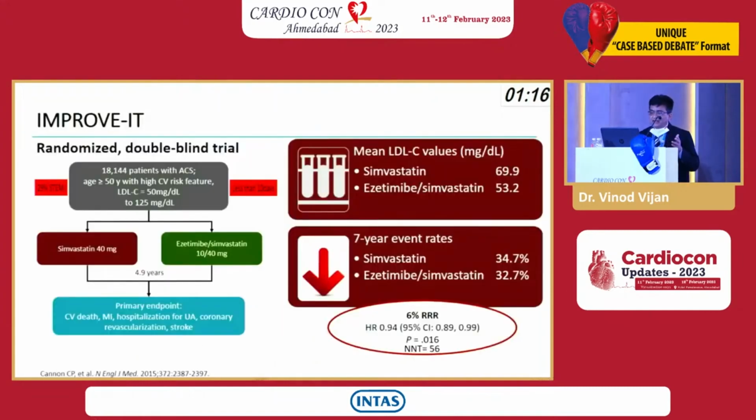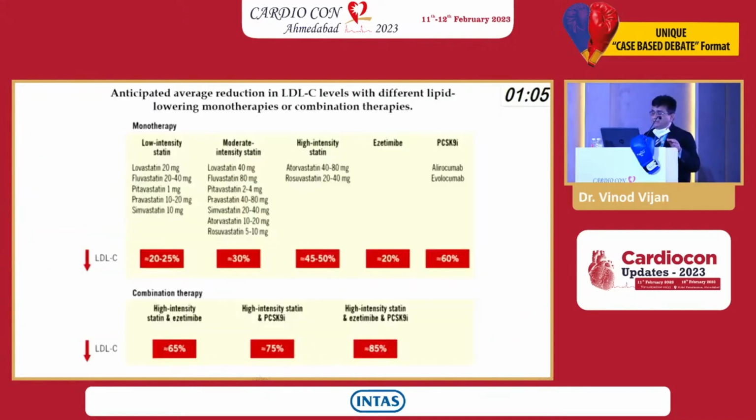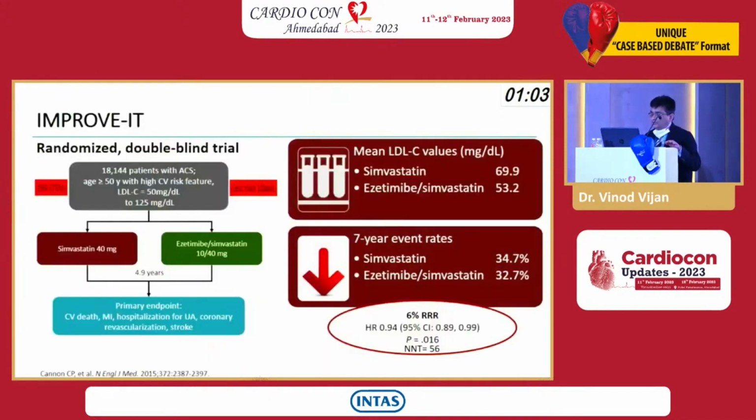Most important trial was PROVE-IT, where 30% of the patients were STEMI, less than 10, and these were very high risk patients, where it was added to simvastatin and compared, and there we found that there was a definite 6% relative risk reduction, and the number needed to treat was 56, which was quite appreciable.